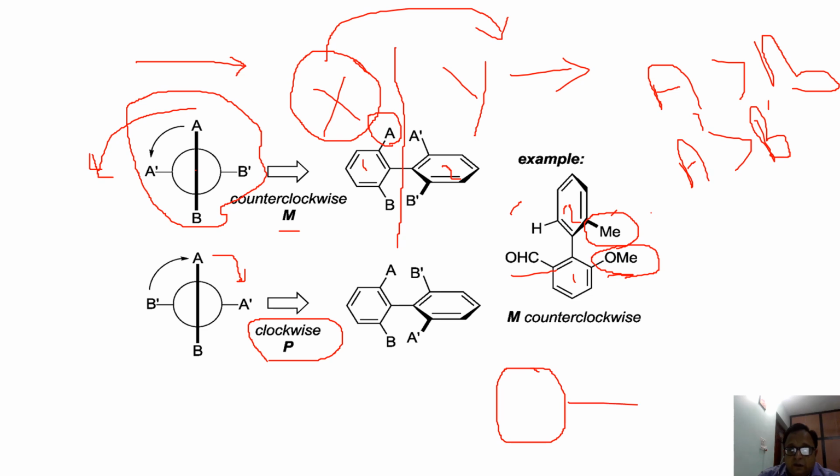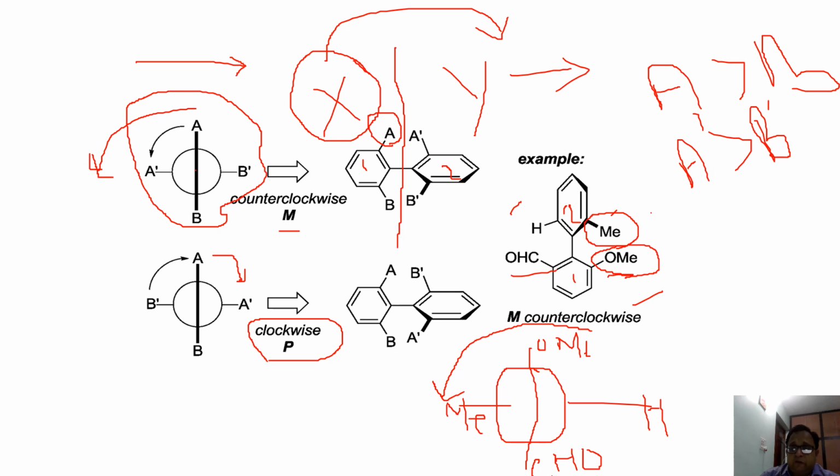So I am representing these structures, and this is the ring that is near to the viewer, with O, ME and CHO, and here ME and H. Now see, the viewer is moving from OME to ME in the counterclockwise direction. So that's why it has been assigned the M configuration.